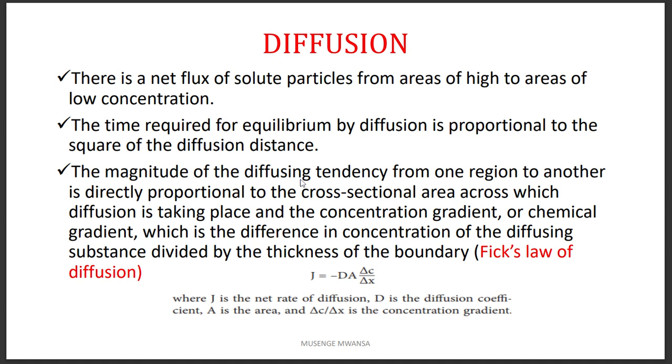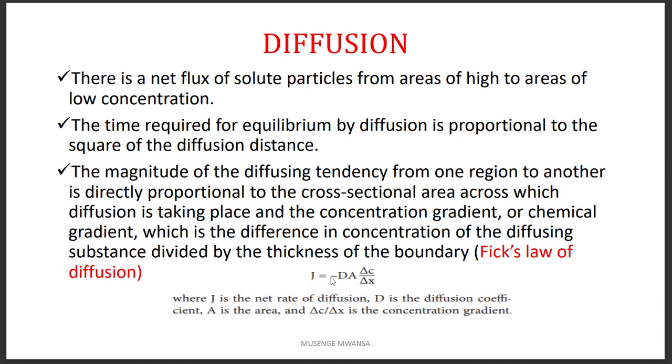So the magnitude of the diffusing tendency from one region to another is directly proportional to the cross-sectional area across which diffusion is taking place and the concentration gradient or chemical gradient, which is the difference in concentration of the diffusing substance divided by the thickness of the boundary. We can simplify that by this equation, which is Fick's law of diffusion.